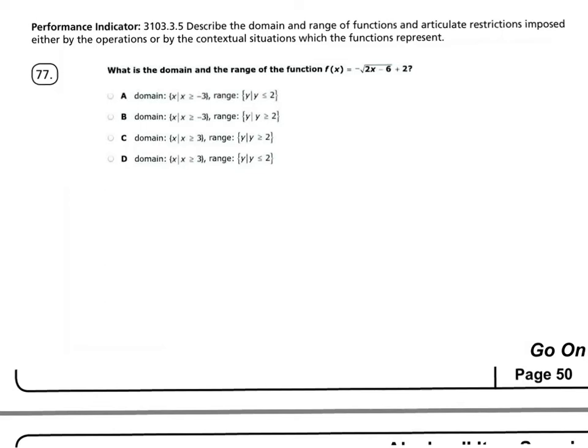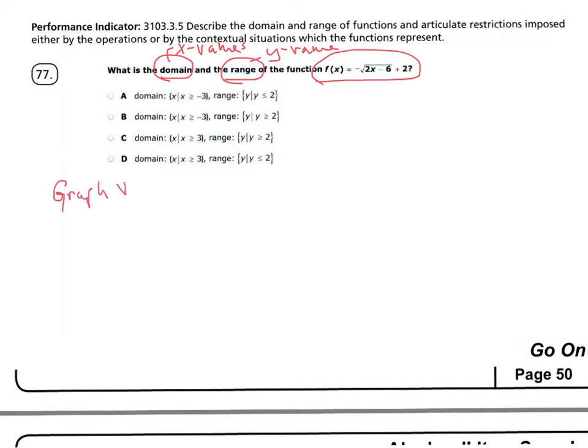Here they're asking us to find the domain and the range of this function. Now we have to recall that the domain is actually the x values of the function, and range is the acceptable y values of the function, like what can you actually get out of this function. One thing that I do recommend doing is graphing it.